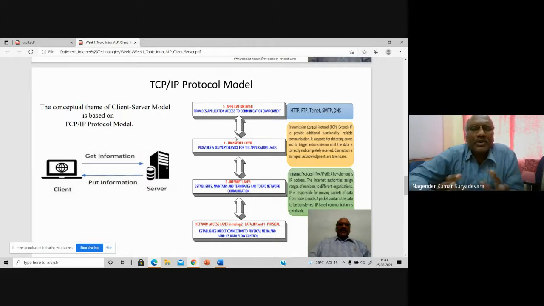This is the most used protocol model, the rules followed for you to transfer data from your computer to another computer, which are connected through the internet or by your respective computer networks. So whenever you try to send data from one computer to another, or from one mobile phone to another phone, or from one electronic device to another, some protocols should be followed.